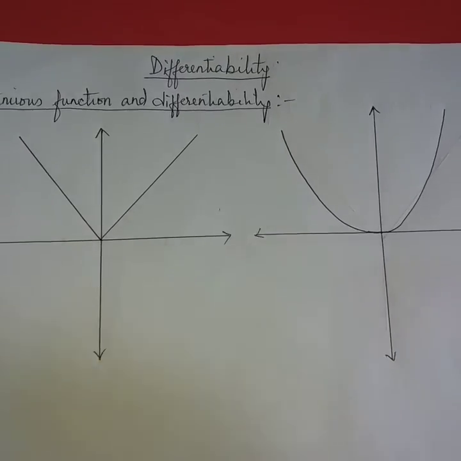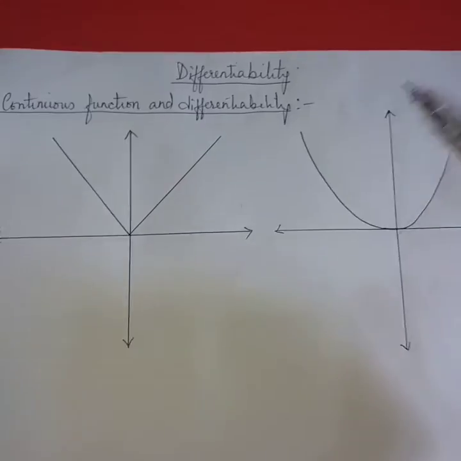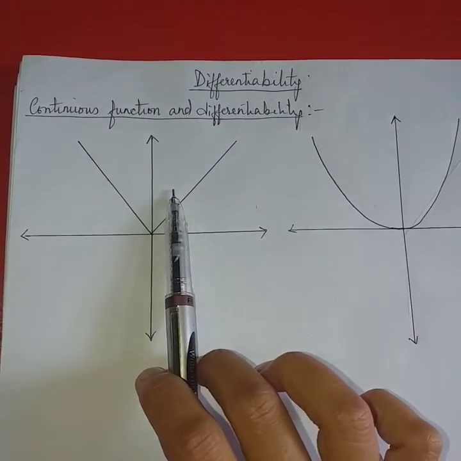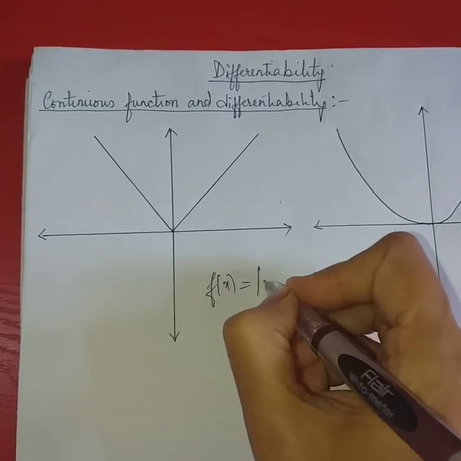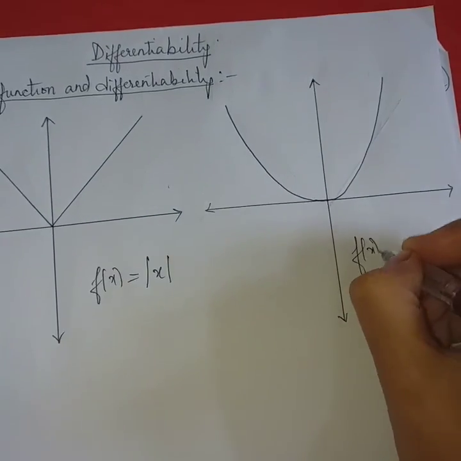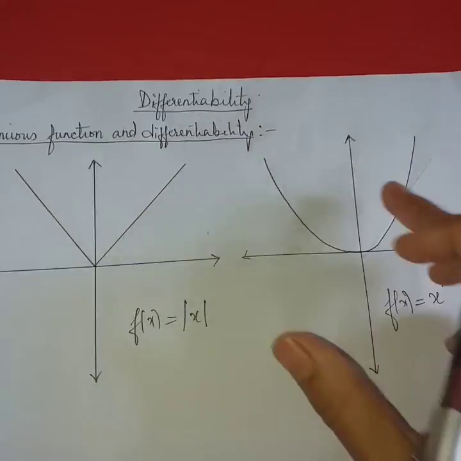Hello students, let us now move to the next topic, differentiability. So here I have already taken two functions, the graph of two functions. This is the graph of the modulus function, and this is a graph of a polynomial, x square. So roughly I have drawn these two graphs.